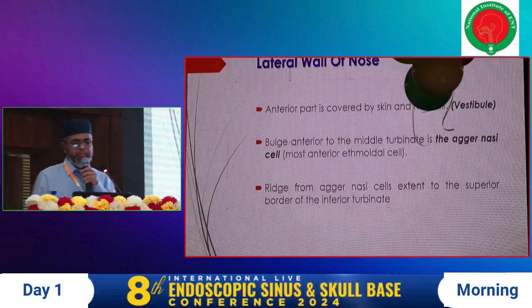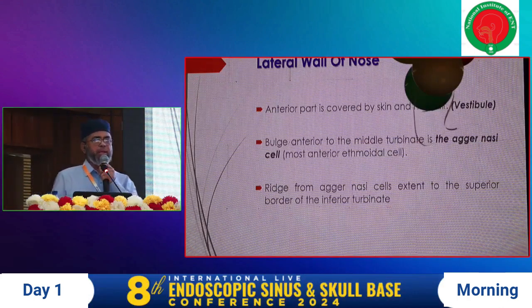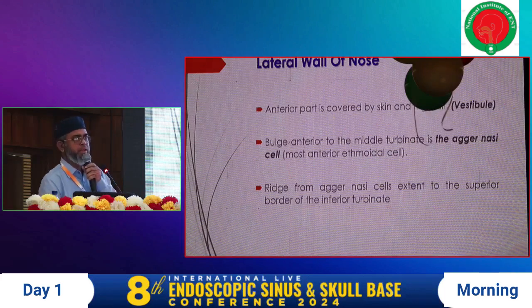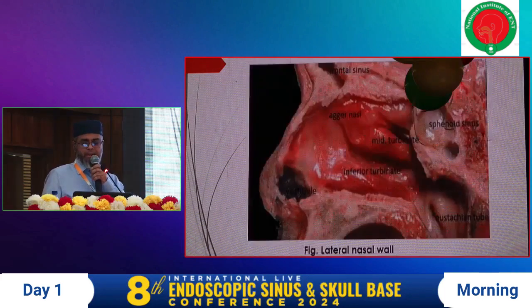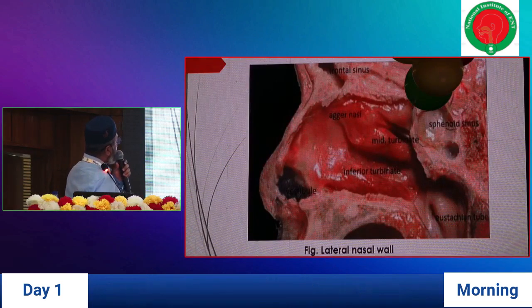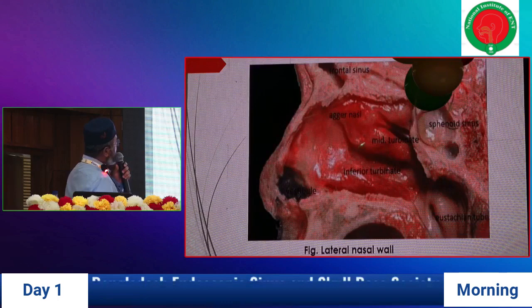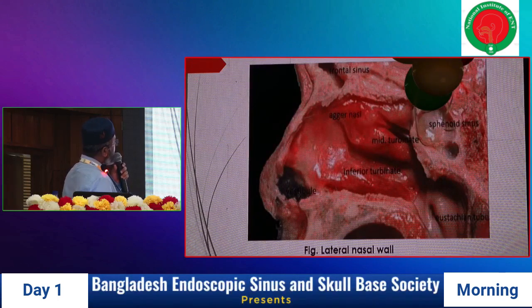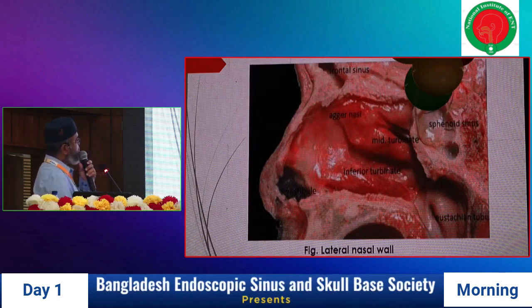Lateral wall of the nose. The anterior part is covered by the skin and beard's hair, called the vestibule of the nose. After that, there is a structureless area, the atrium, and the agger nasi cell lies anterior to the middle turbinate, which extends up to the inferior turbinate.